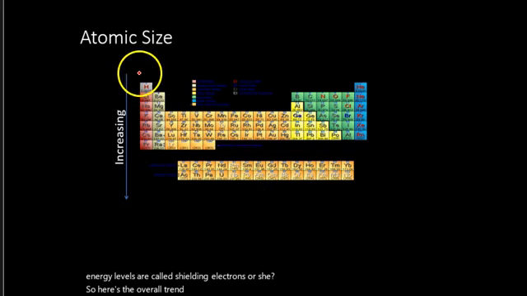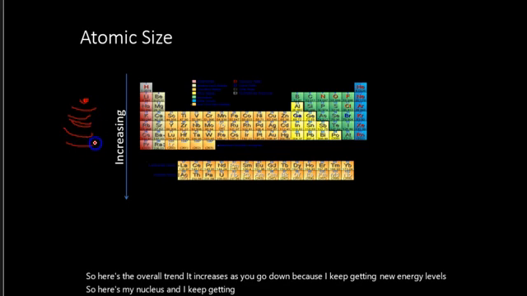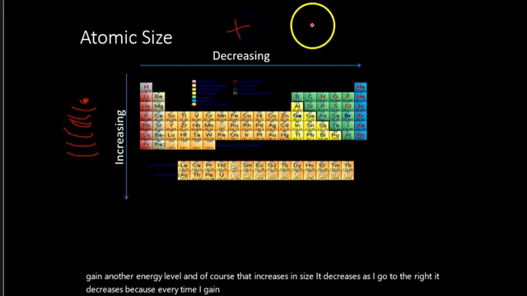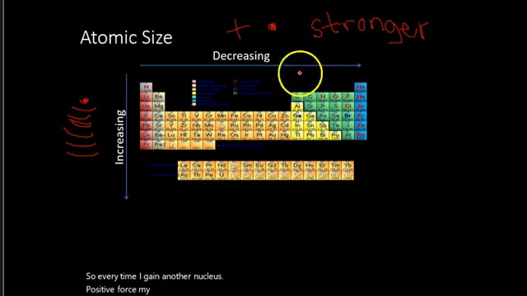So here's the overall trend. It increases as you go down because I keep getting new energy levels. So here's my nucleus, and I keep getting a new energy level as I go down the periodic table. I gain another energy level, and of course that increases in size. It decreases as I go to the right. It decreases because every time I gain another proton, my nucleus gets stronger. So every time I gain another positive force, my nucleus gets stronger. So with every new proton, I get a stronger nucleus.